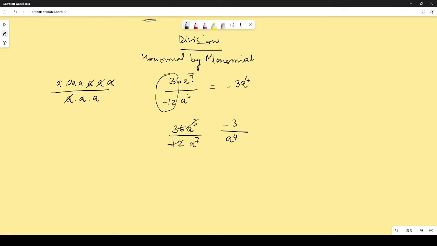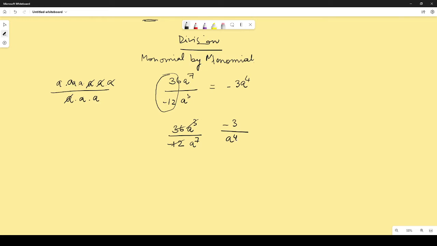Yes, please. Is it necessary to write a to the power minus 4, or can we leave it like that? You can write it this way as minus 3 a to the power minus 4, or you can write it as minus 3 by a to the power 4. This is also okay. This is also correct.